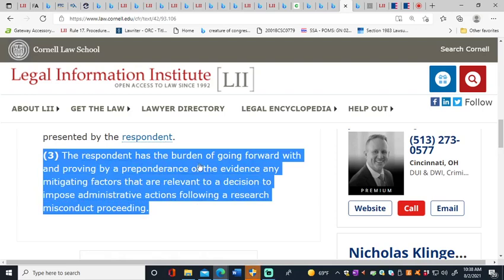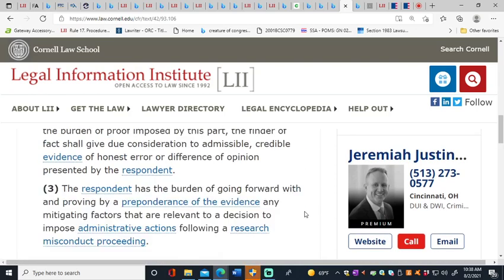The respondent has the burden of going forward with proving by a preponderance of evidence any mitigating facts that are relevant to a decision to impose administrative action for research misconduct. So we're not claiming that what they're doing is misconduct. We're claiming that these records have been lost or destroyed. So the only person who has first-hand knowledge is you.